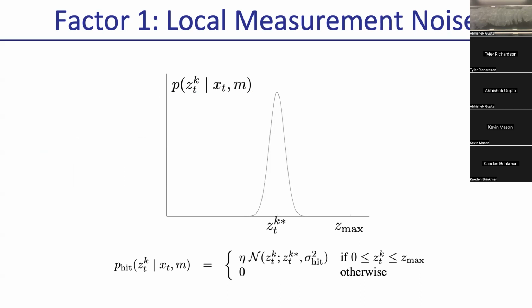All that local noise is saying is that if this was the distance you computed to the map, ZTK star, the distance you computed from the perfect map, just add some Gaussian noise to it. It's saying your measurement might be a little wrong, so add some Gaussian noise. That's local noise, and that's the probability that you might have this local noise.